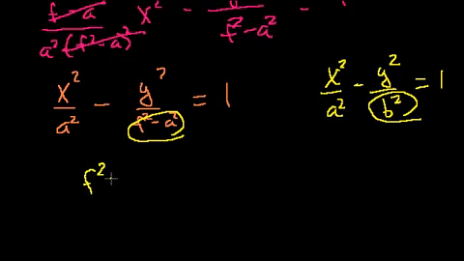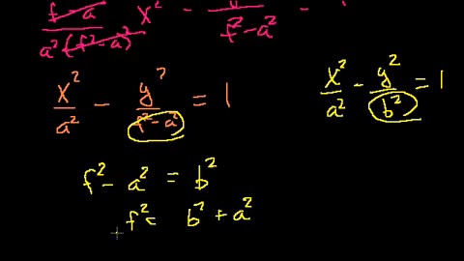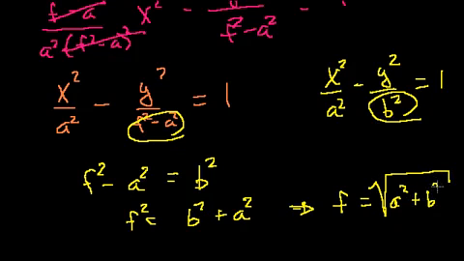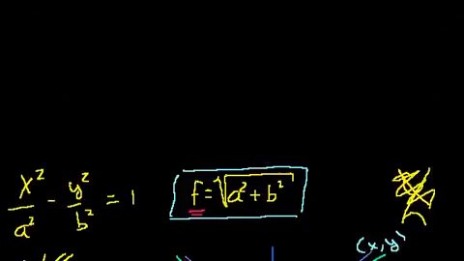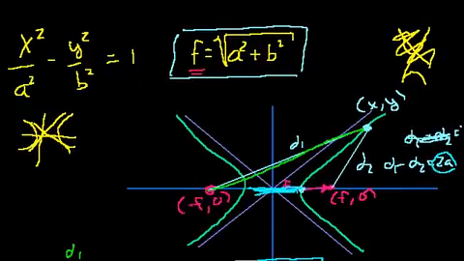So f squared minus a squared, or the focal length squared minus a squared, is equal to b squared. You add a squared to both sides, and you get f squared is equal to b squared plus a squared, or a squared plus b squared, which tells us that the focal length is equal to the square root of a squared plus b squared. And that's what we set out to figure out in the beginning. So hopefully you're now satisfied that the focal length of a hyperbola is the square root of the sum of these two denominators.